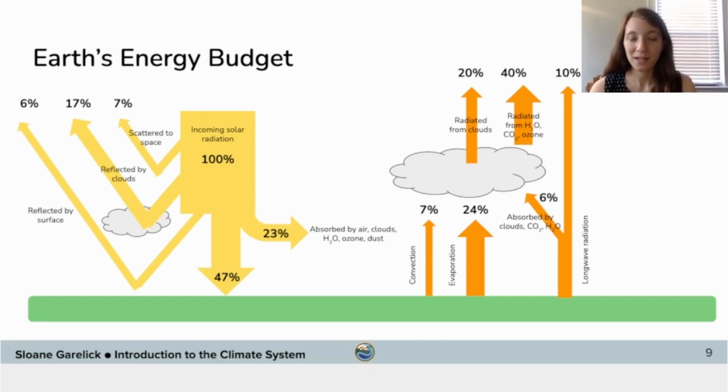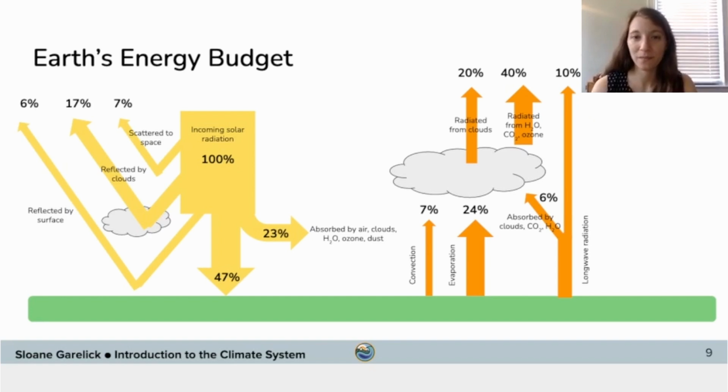Only about 47% of this radiation actually reaches Earth's surface. About 7% is scattered to space, about 17% is reflected by clouds, and about 6% is reflected by the surface. 23% gets absorbed by air, clouds, water vapor, ozone, dust, etc.